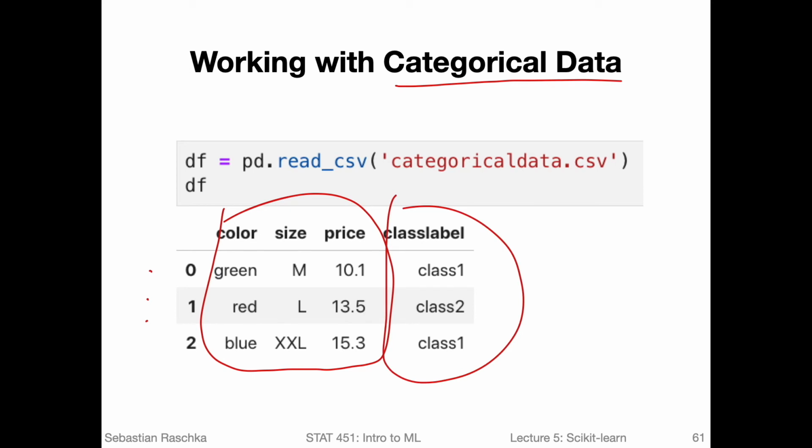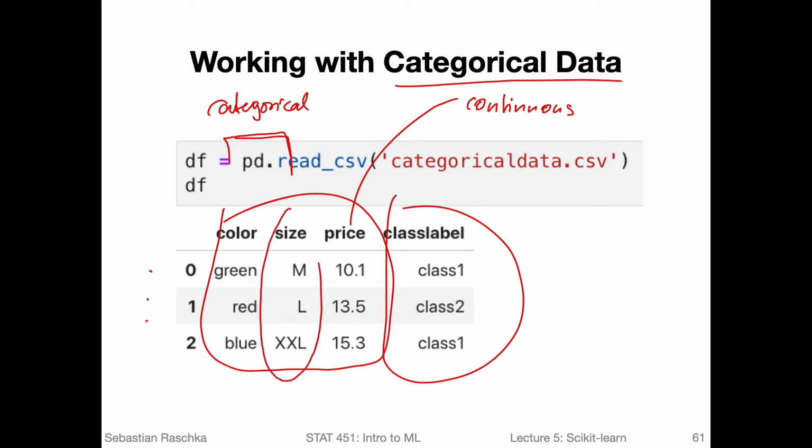First, note that we have 2 categorical columns here. So these 2 are categorical, and this one here is a continuous one, like before. Now let's talk about the size first. Note that color and size are 2 different types of categorical variables. I will explain to you in a few moments how they are different.